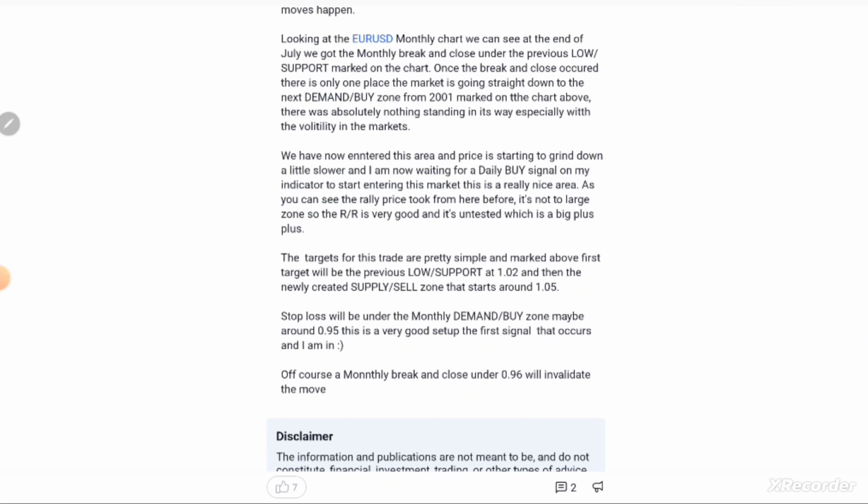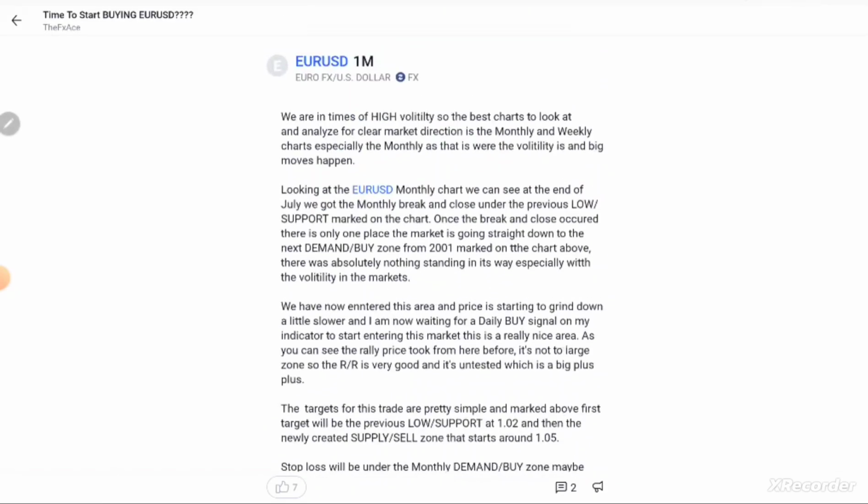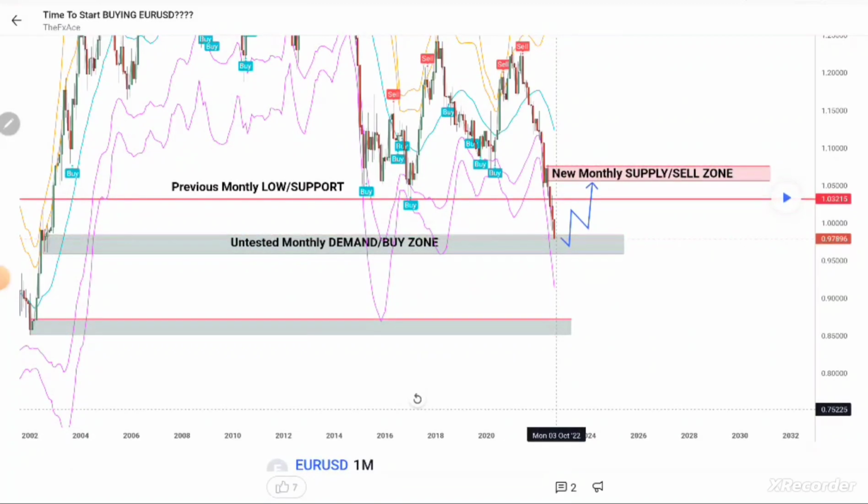If I had a monthly break and close under 96, it would have invalidated the move. We didn't get that. We actually got the price dropped below 96, but then closed the month back up inside the zone, which was good for us to enter the market. So we're looking to buy inside this area here as price was moving down towards under 97.